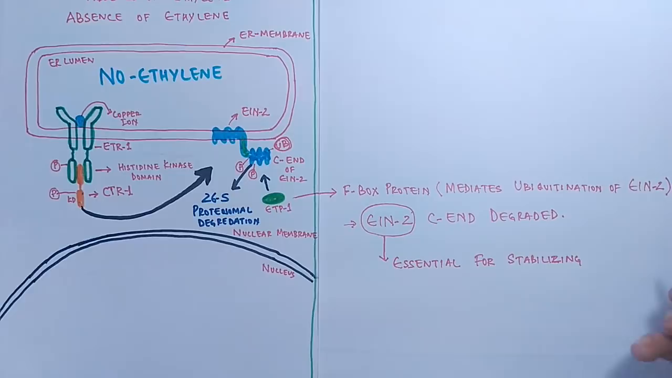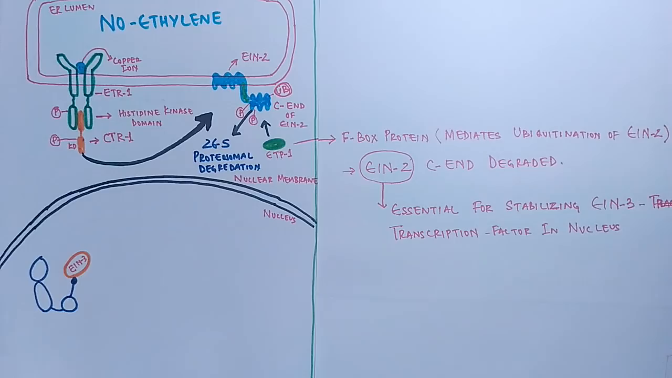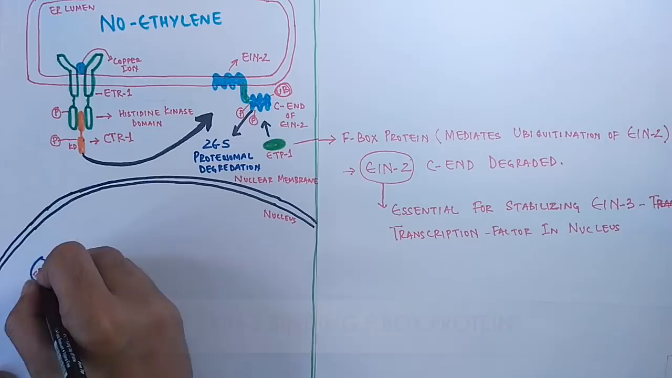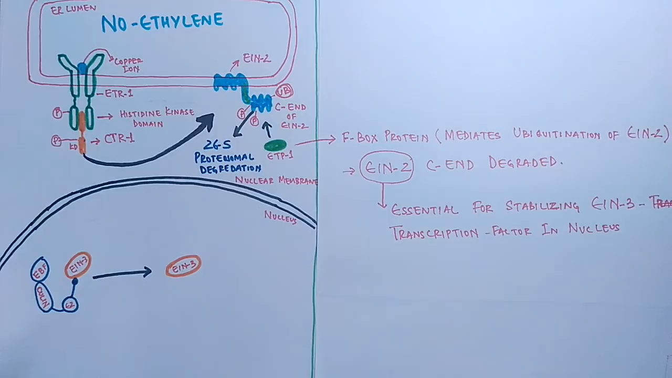Actually, if we see inside the nucleus, there is an EIN3 molecule which is attached to a proteasomal complex having EBF, cullin and E2 molecules. And it is this EIN2 molecule which detaches the EIN3 from the complex and stabilizes the EIN3. So basically we can say EIN2 comes into the nucleus and saves this EIN3 from getting degraded.